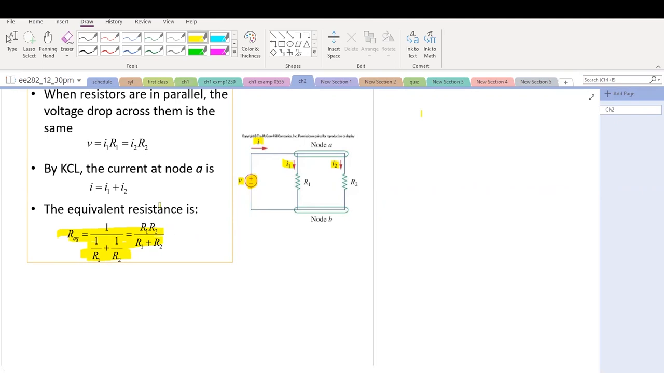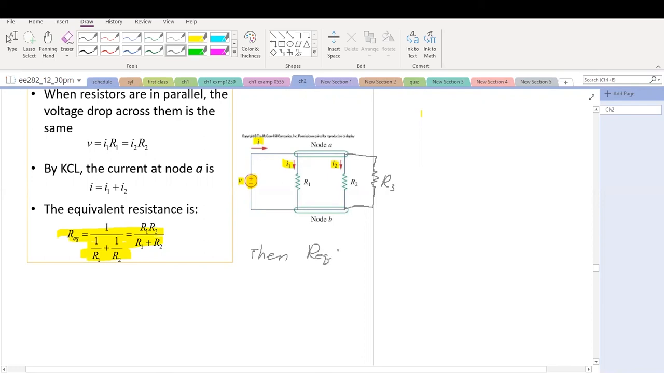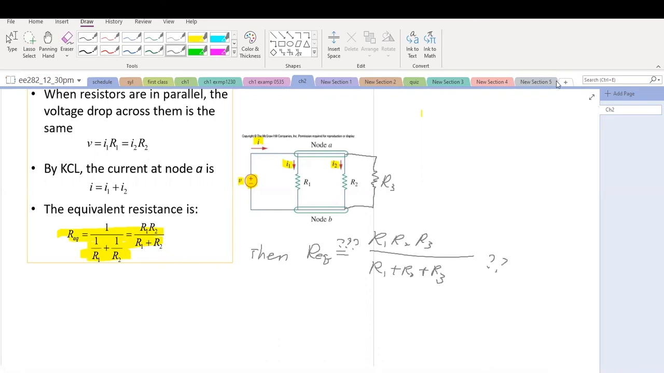I have a question to ask at this point. Suppose I have another resistor here, R3. Does REQ equal R1 R2 R3 divided by R1 plus R2 plus R3, or not? That's the question I think everyone should know.